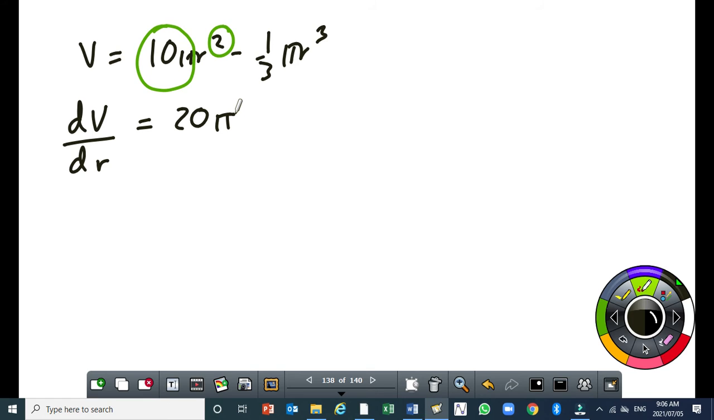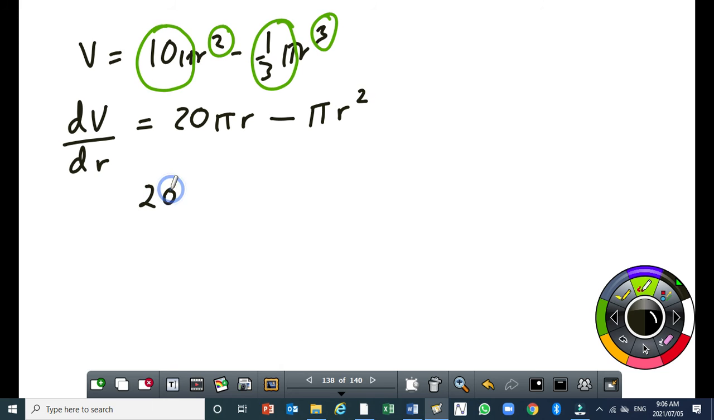Then 3 times 1 over 3 pi. I need to subtract 1 from the exponent, so that will be 20 pi r. Then 3 times the third will give me 1. So I end up having pi, then I subtract 1 from 3, I'll get pi r squared. Are you following that?